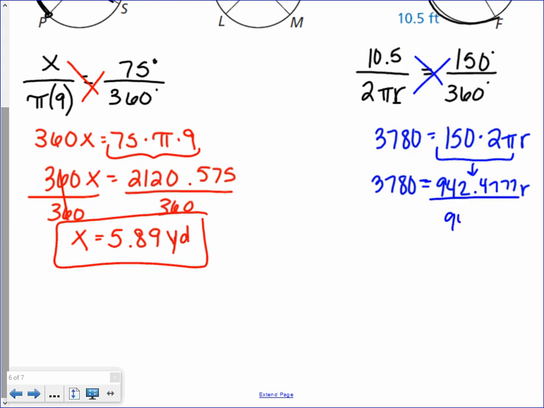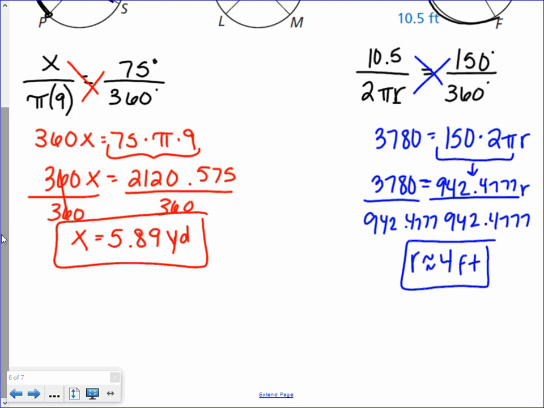Divide by the 942.4777. And again, if you had left that as 300 pi, even better. And I'm getting approximately 4, which is close enough. And that's a unit of length, so what unit of measurement are we going to use here? Feet.